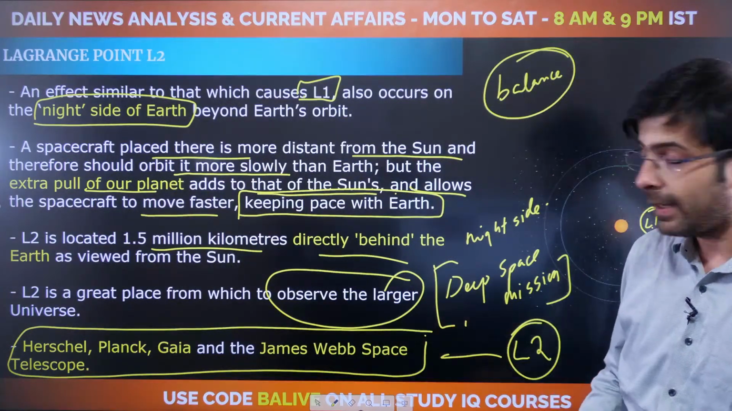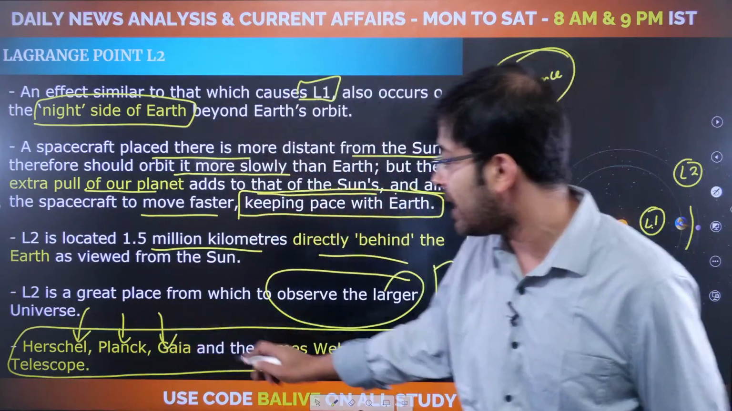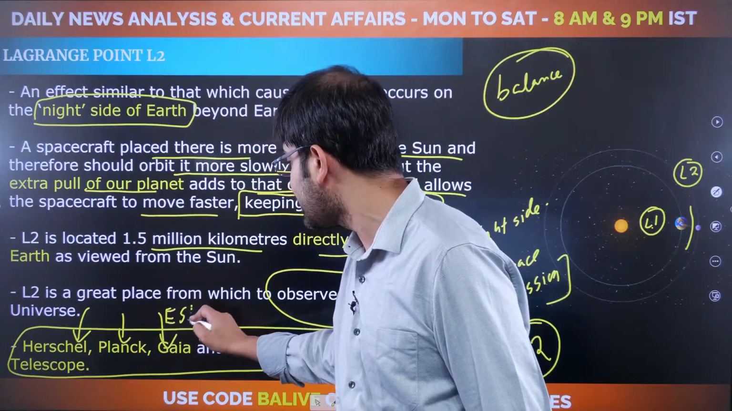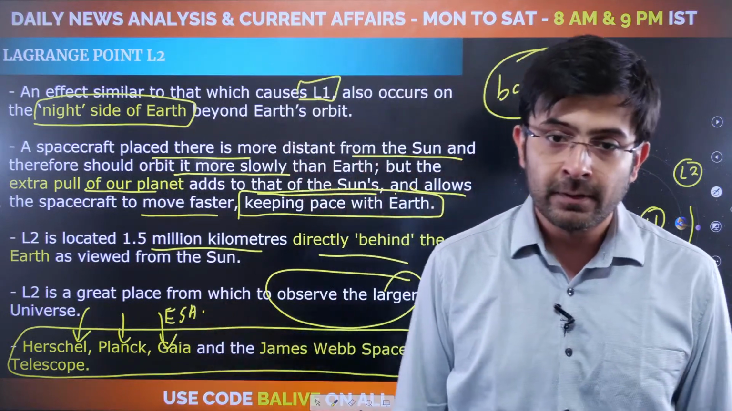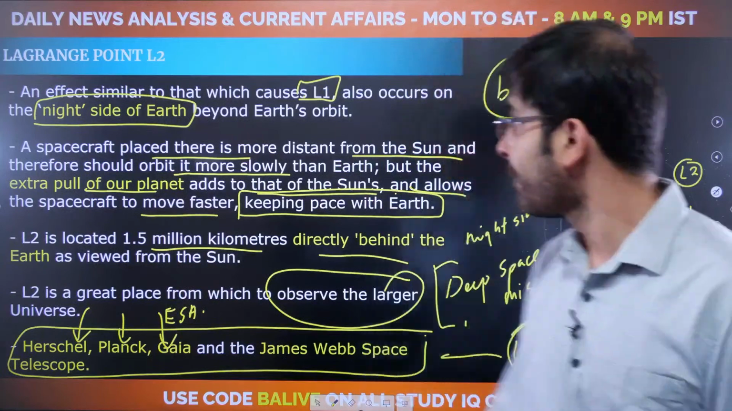Now your homework will be to go back and look at each of the launching agencies for each of these. Say Gaia, for example, is of the European Space Agency, the ESA. Go ahead and look at the rest of them also. Okay, do that for me.